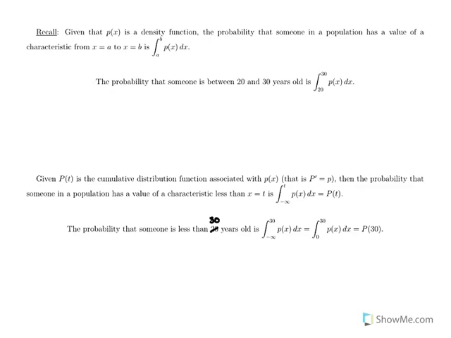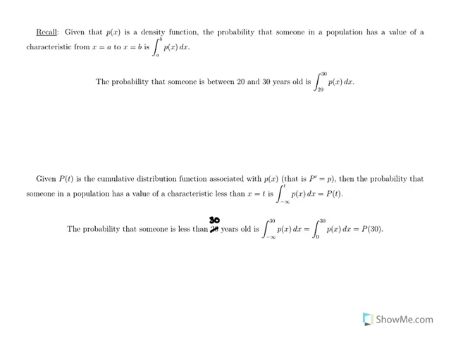Given that small p of x is a density function, then we know that the probability that someone in a population has a value of the characteristic from x equals a to x equals b is going to be the integral from a to b p of x dx. In the first two sections of this chapter, we talked a lot about how this integral is related to the percentage of the population that has a certain age, or it could be thought of as the probability.